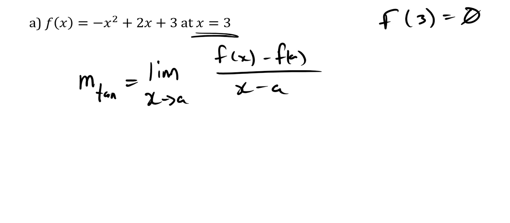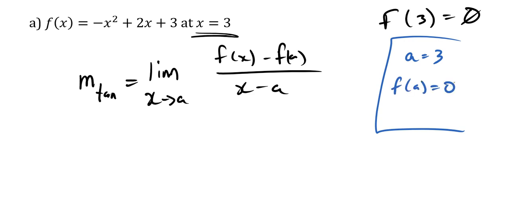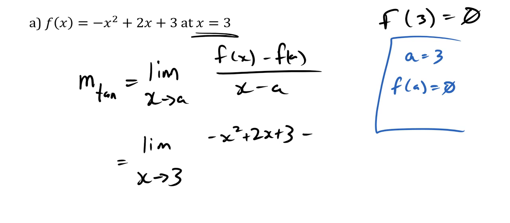So f at a and a are going to be, and I wouldn't always write this out, but just for our notes, you might want to. So a will equal 3, and then f at a will equal 0. These are the values that we're given and that we calculated, and that's what I'm going to do in my next step. So now this equals the limit as x approaches 3, and see how I sub 3 in for a there too, of f at x, which is our function, so negative x squared plus 2x plus 3, minus f at a, which is 0, over x minus a, which is 3.